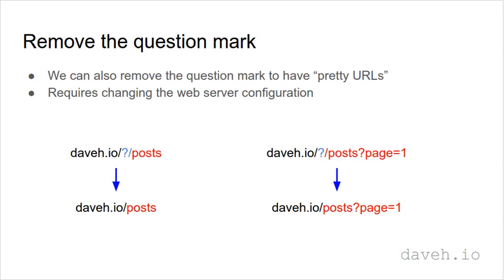We can also remove the question mark, the thing that marks where the query string starts. In doing this, we can have pretty or vanity URLs. This requires a slight change to the web server configuration. We can't do it in PHP, but in doing so, we can get pretty URLs like this. So let's have a look at how we do this.